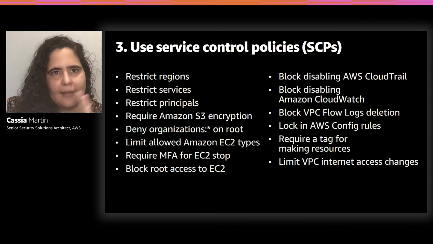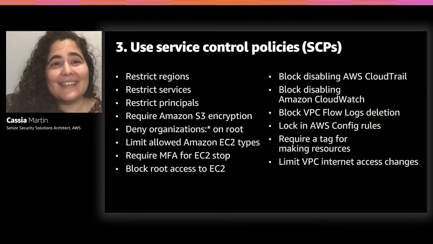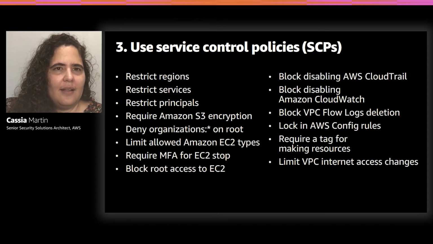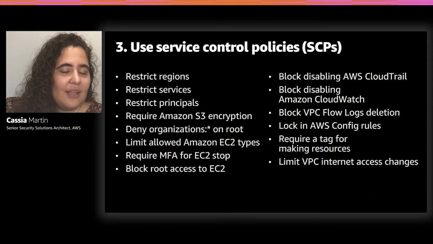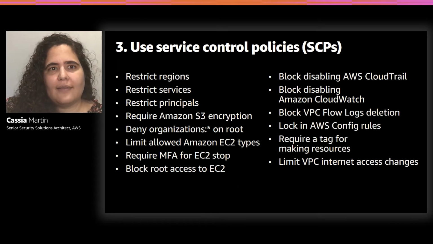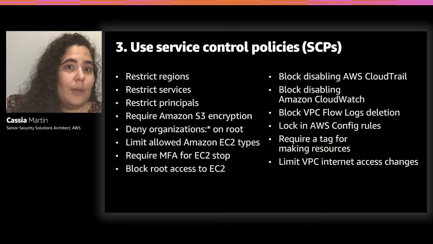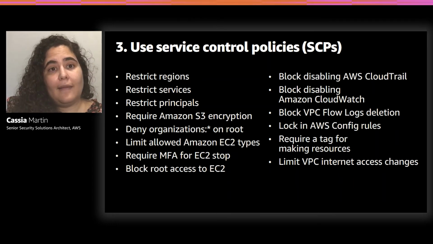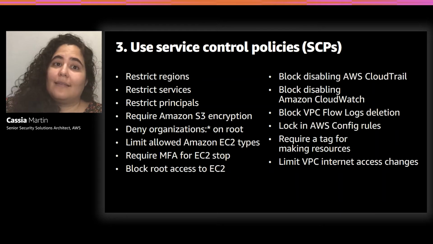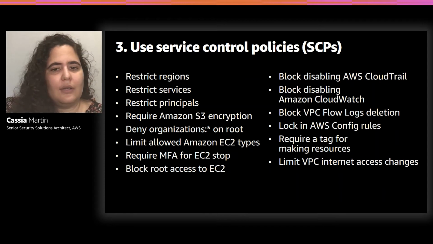Remember, SCPs don't grant any permissions. They're only guardrails. They're necessary but not sufficient for any user to have access. So what I've got shown here is just a list of example SCPs that you might be interested in. I find it very common in my customers that they'll write an SCP to restrict region access. So they know they're only in US East 1 and US West 2, then they'll just write an SCP for their entire organization to deny access to any other regions. You can also deny access to AWS services that you don't intend to use. So that can prevent any extra risks or cost risks, potentially, of things being used that you don't want.